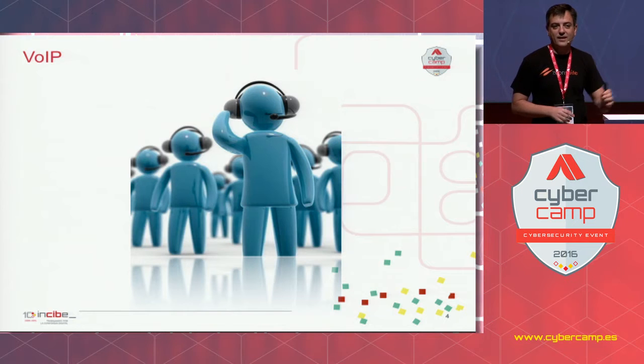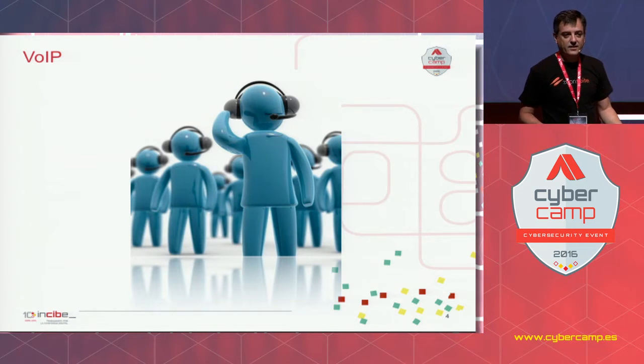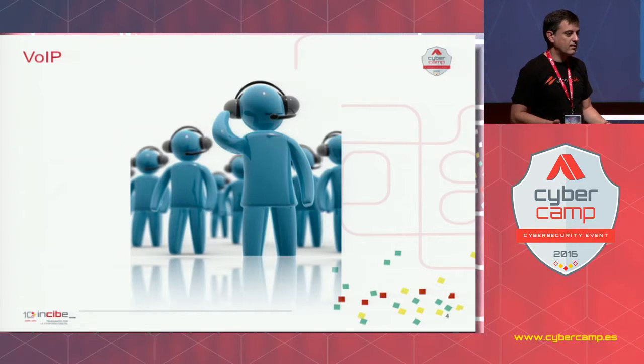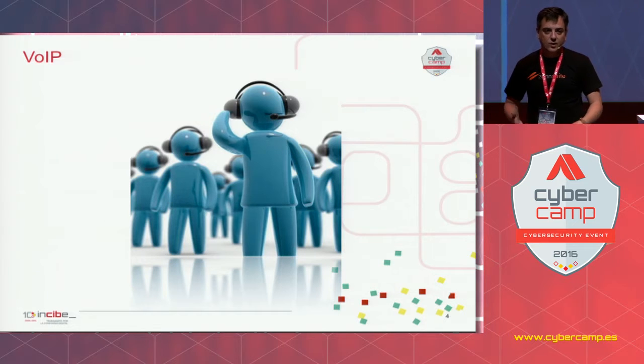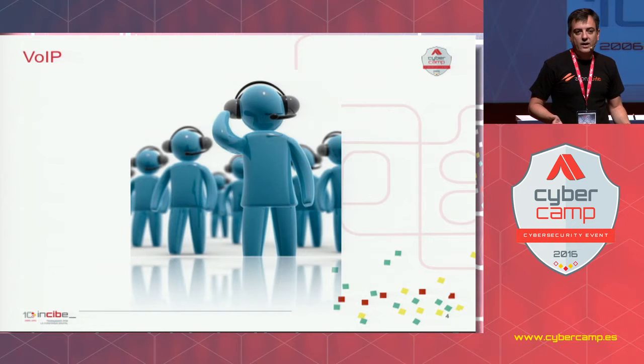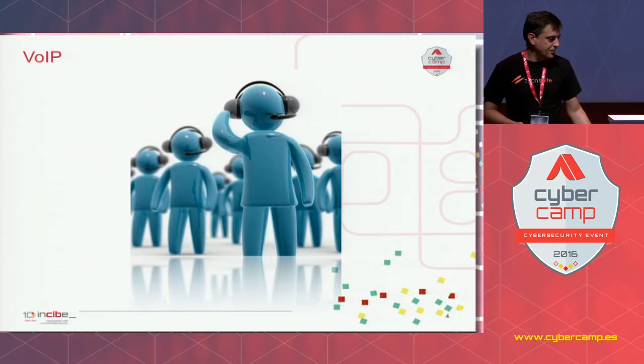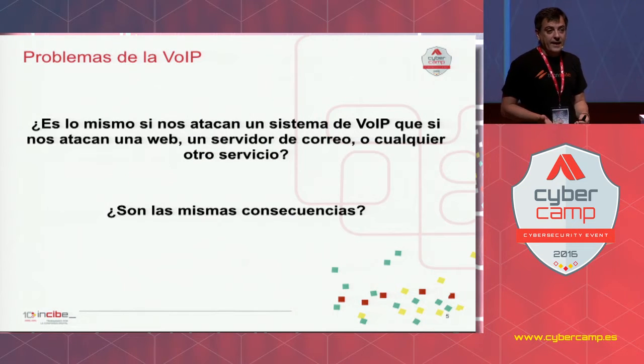Do you know what VoIP is? Well, VoIP is telephony over the internet. It doesn't go through a physical cable or wire, but it goes through data. It goes through a data network, and the same as any other service, it needs to be protected in the same fashion.